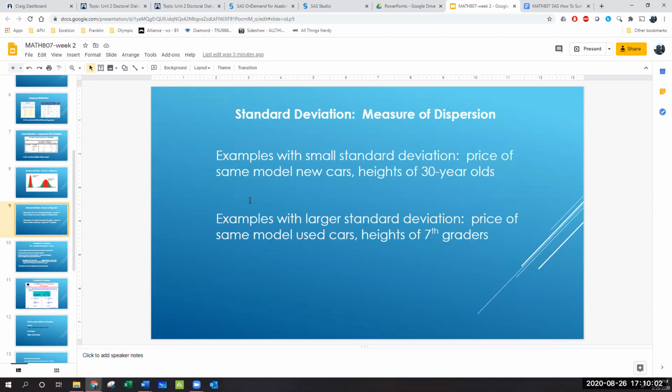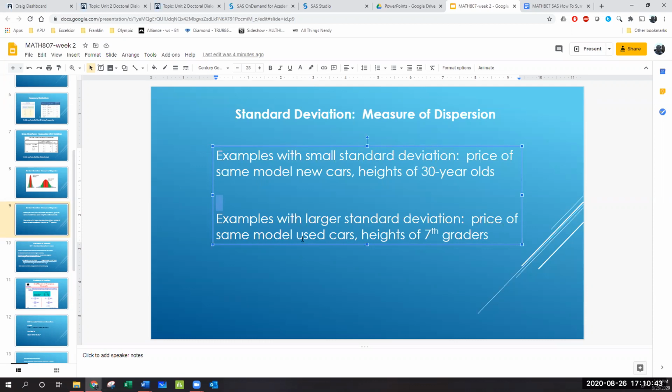Okay, so some examples with small standard deviations would be prices of the same model of new cars. Because you're not going to get a lot of difference between the prices when they talk about the same model. Like if you went in and looked at a brand new 2020 Toyota Tundra pickup truck, depending on the different options it has, sure, it's going to have different prices, but those prices are all going to be pretty clustered together. Same thing with heights of 30-year-olds, right? We've all stopped growing by the time we're 30 years old, so our heights are all going to be roughly the same. I mean, there's going to be differences, but there's not going to be huge differences.